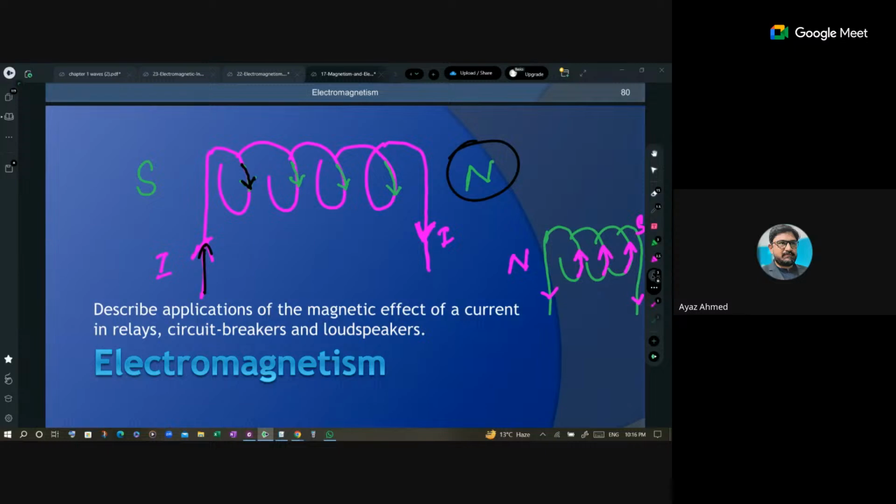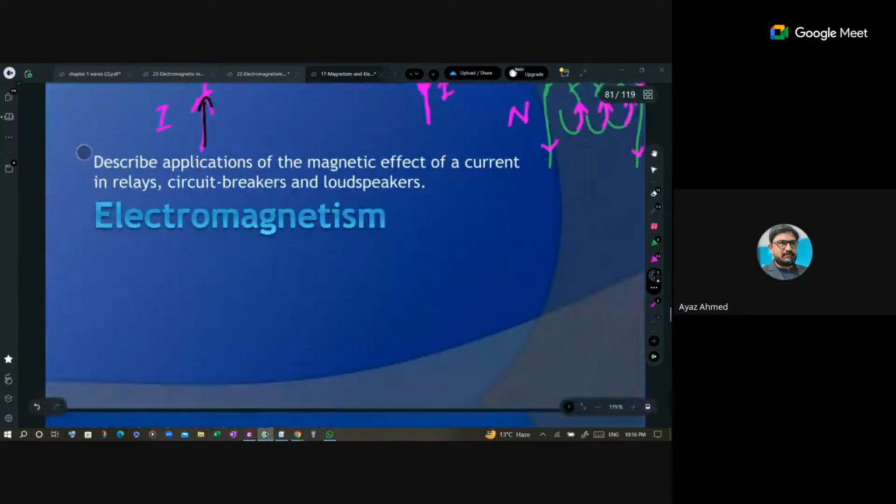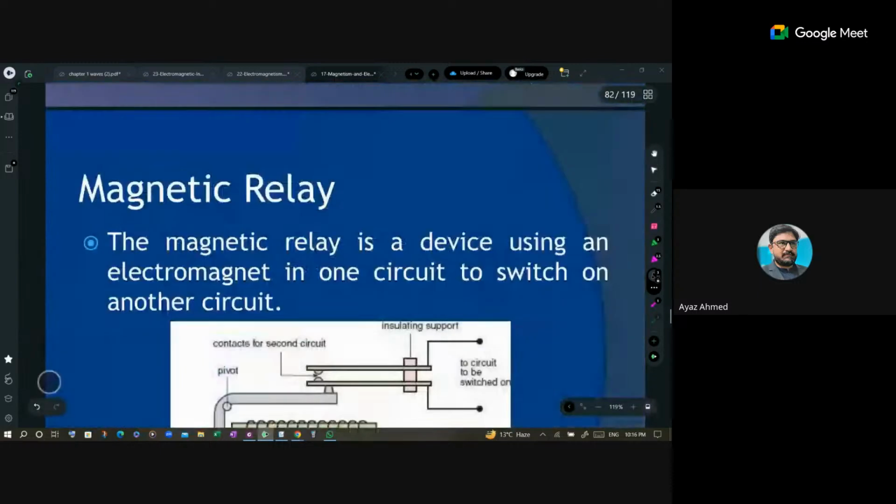So the magnetic field lines inside the coil are basically from south to north. I explained earlier that in a permanent magnet, the magnetic field lines inside the magnet are from south to north, and outside they are from north to south. So we will explain this all over here.